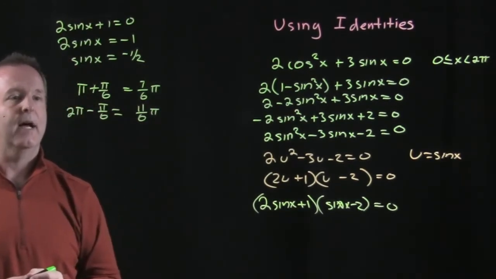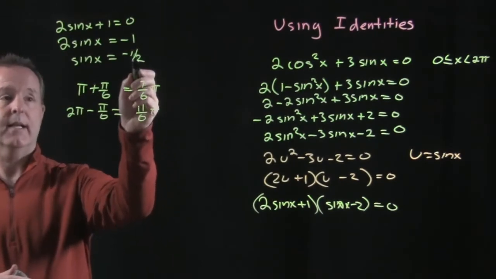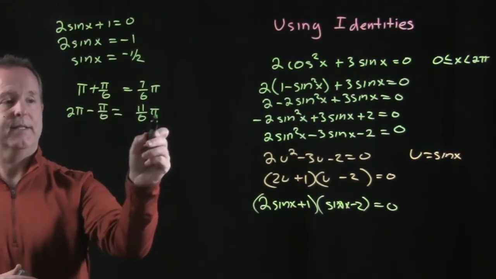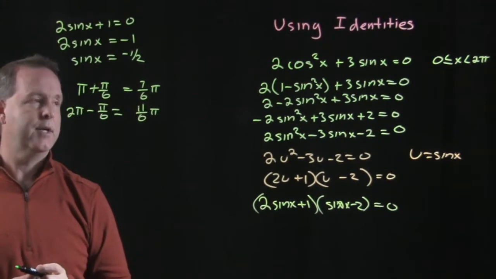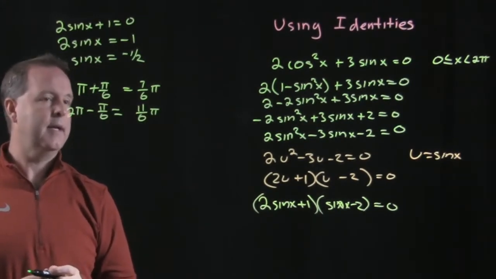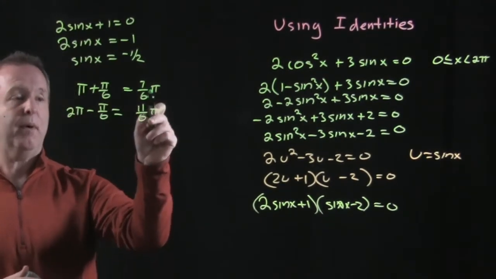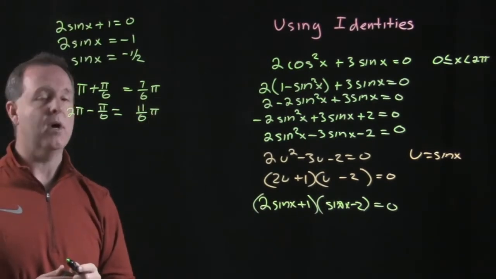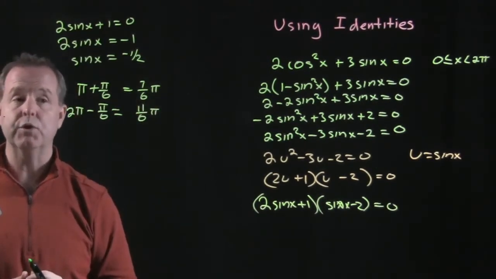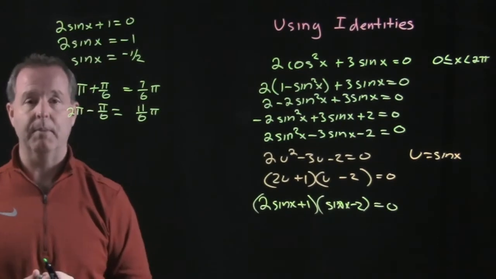So where do I have a sine? The sine of 7/6 pi is a negative 1/2. The sine of 11/6 pi is a negative 1/2. So there's two solutions that I found. And then if I added any multiple of 2 pi to either one of those, that would take it beyond my interval. So those are my only two solutions within the interval from 0 to 2 pi.